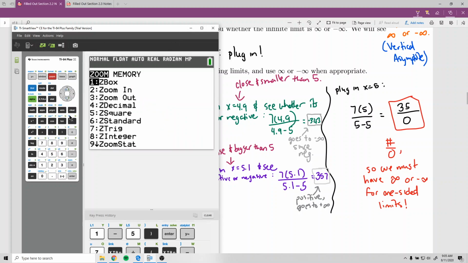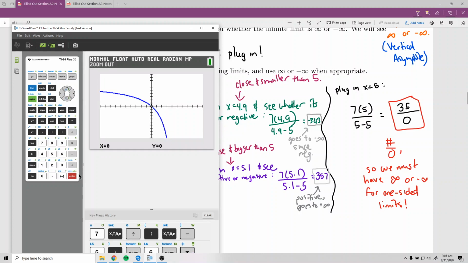So let's go ahead and zoom out. And if you zoom out, that's a little bit better. It's kind of hard to see where 5 is, but 1, 2, 3, 4, 5, right around here, so you kind of see where it breaks up. As we go towards it from the left, we go towards negative infinity. As we go towards it from the right, we go towards positive infinity.